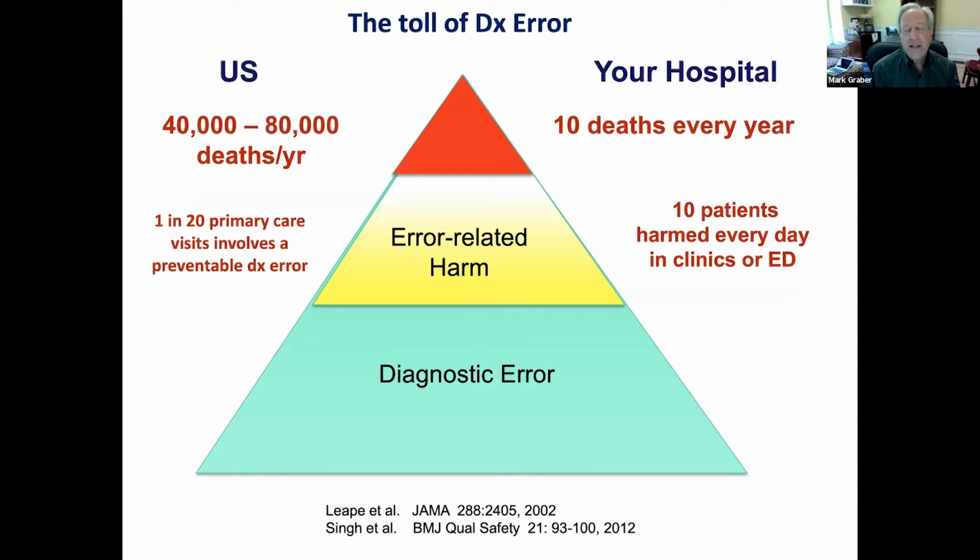An estimated 40 to 80,000 deaths a year from diagnostic error. And this is an estimate from about 20 years ago. More recent data would put that probably 5 times higher. So many tens of thousands of deaths, clearly in the top 10 causes of death in the country. And if you divide this by the 5,000 hospitals in the country, it means that every year in every hospital, on average, there's 10 deaths from diagnostic error.